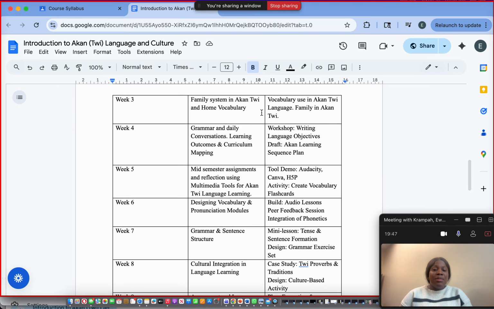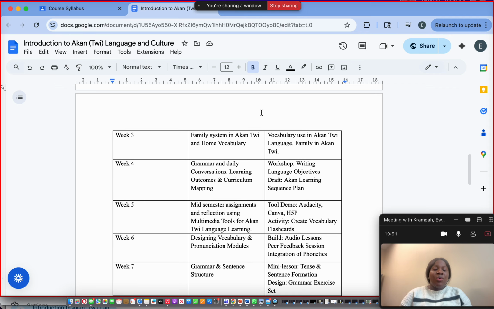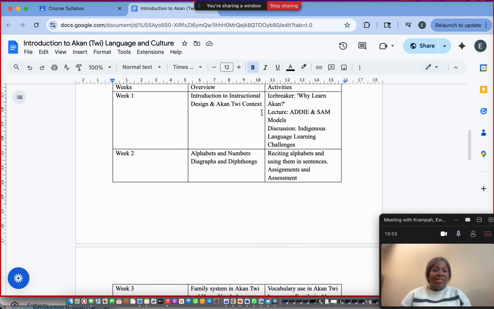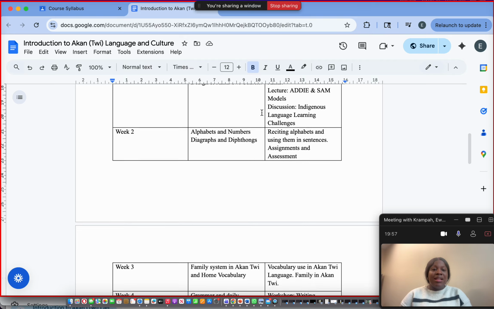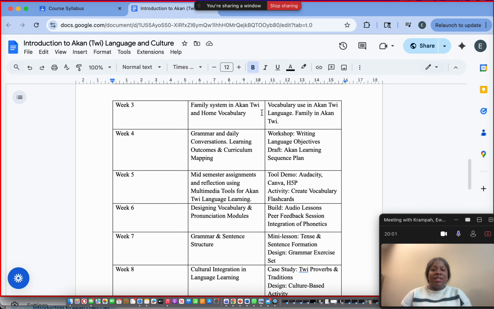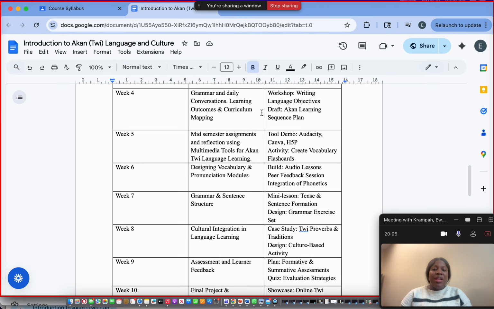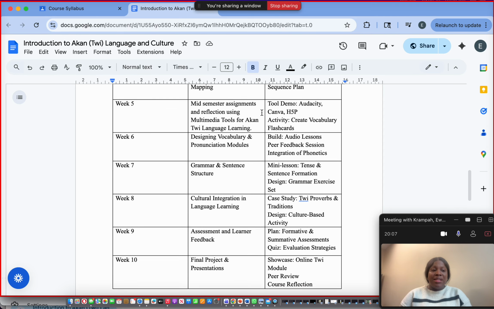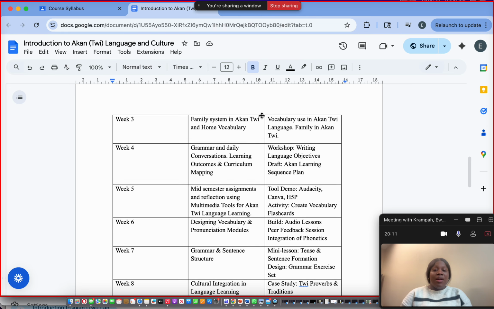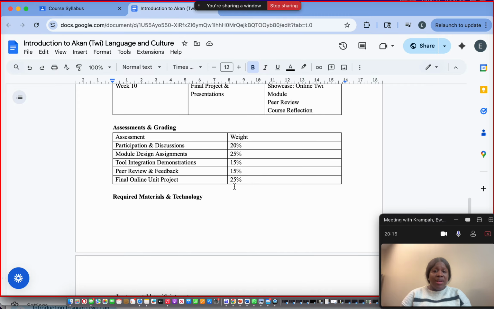Week 3 is family system, and the students will be told tools that they'll be using to finish assignments like Articulate, ADDIE, some modules and all that. Family system is for the week 3. All these weeks will be followed up with assignments and assessments for students to go through. So we have also assessments and grading, how the grading will be done.